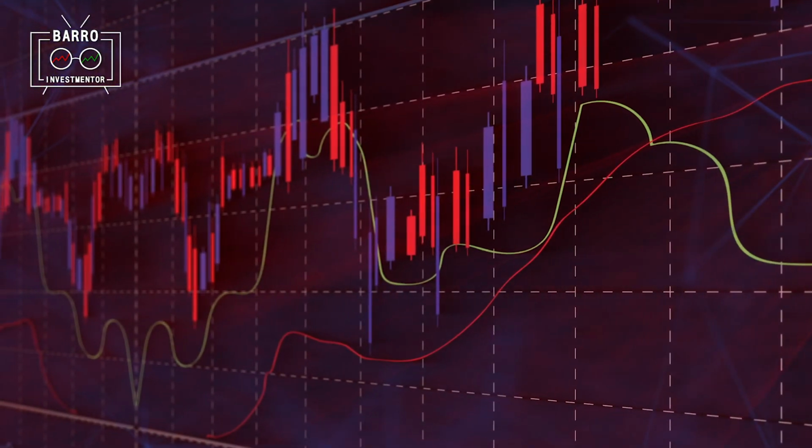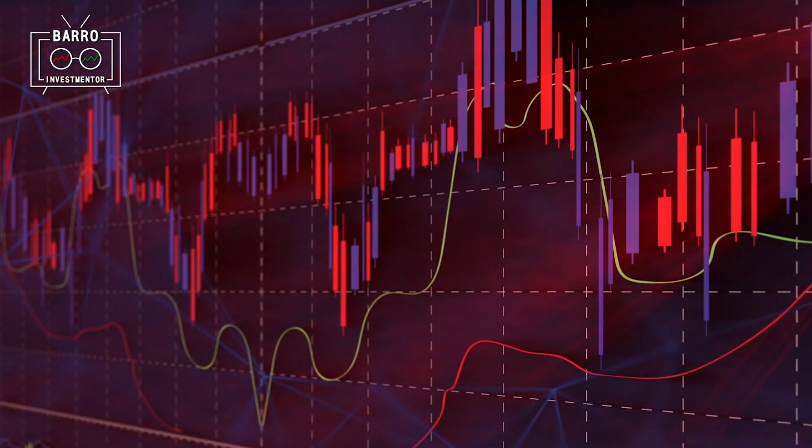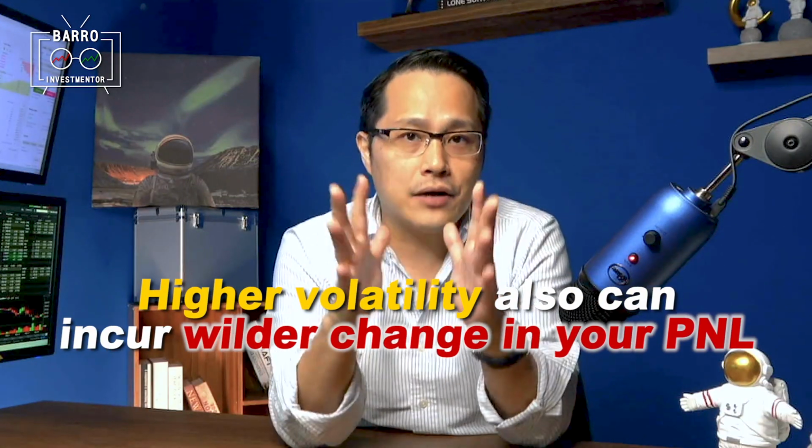Volatility. Volatility is how much the price can go up and down. It's a statistical measure of how much price moves up and down. Stocks moving up and down widely are more volatile. Making sense? And high volatility can incur wilder change in your P&L. So you're also going to be careful with the volatility here.